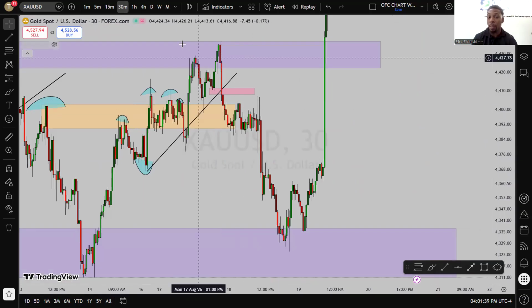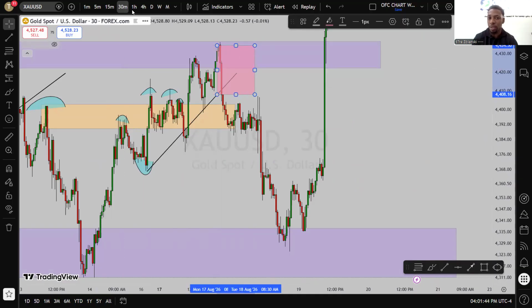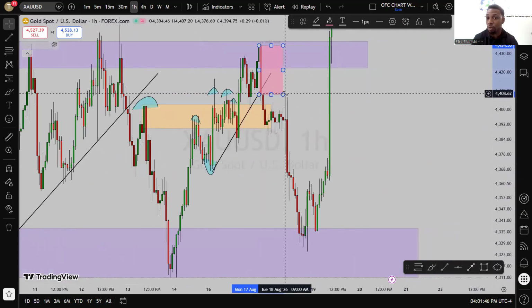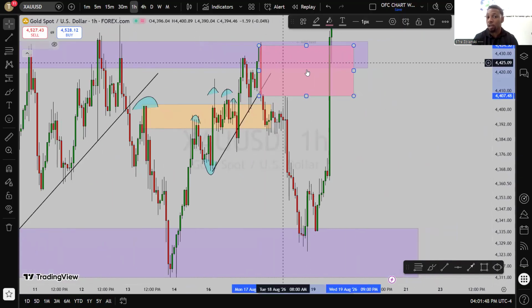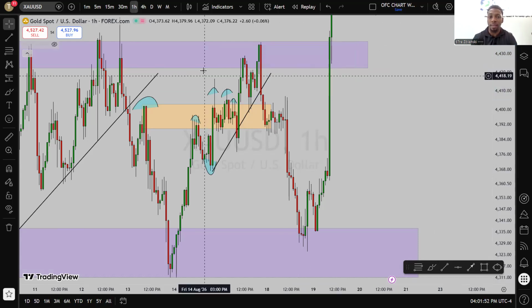Came out, made a lower high, but I wanted price to come back into the supply area here, because I found that supply area on H1, which is the bearish candle before the bearish push down, right? I wanted it to come back into that. It didn't, right? So I didn't take the trade, right?